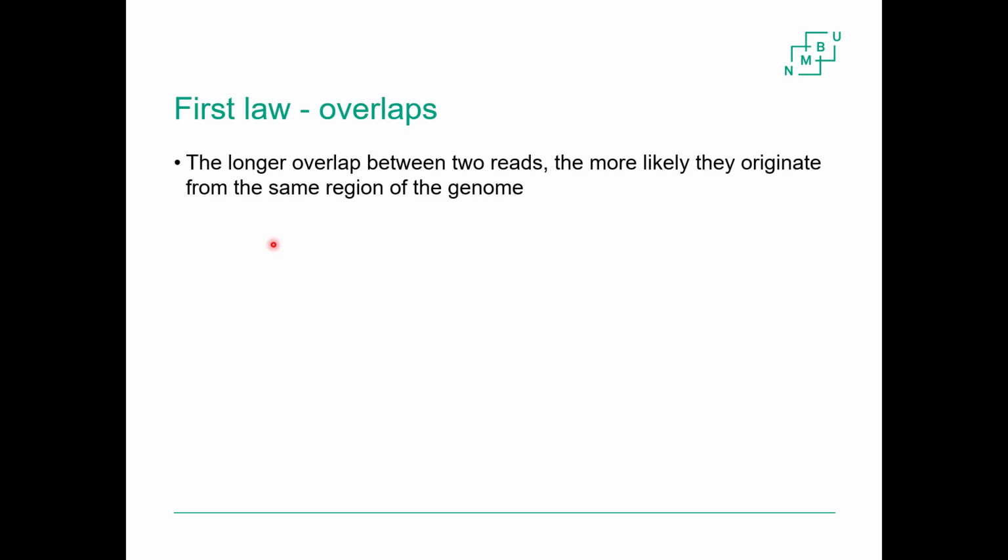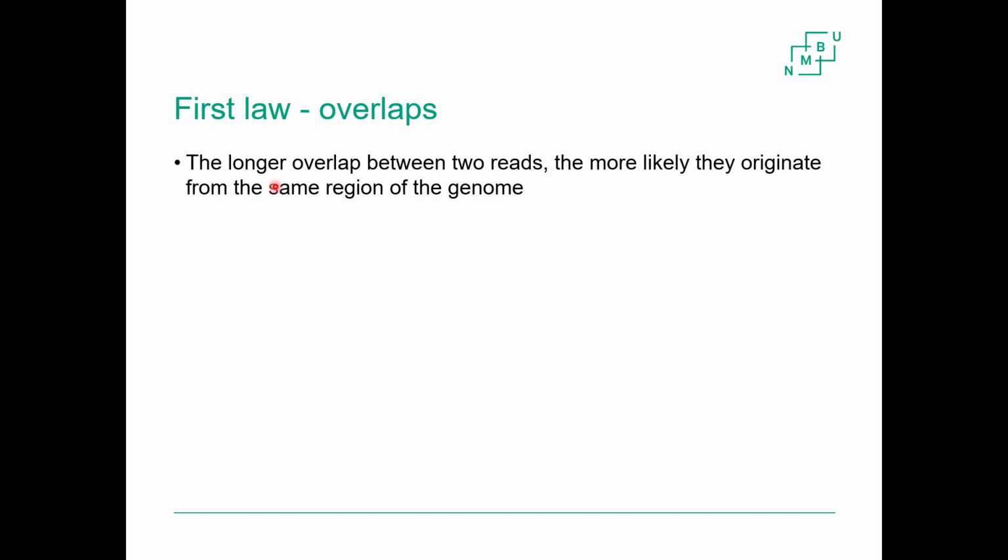The first law of assembly has to do with overlaps. And it says that the longer overlaps we have between 2 reads, the more likely they originate from the same region of the genome. And this is pretty obvious, isn't it? I mean, you can have reads coming from wildly different parts of a genome, and still they can overlap a little bit, right? If the first read ends in, let's say, AAA, and the other read starts with AAA, they overlap in 3 letters. But that's very short overlap, and these can be from wildly different parts of the genome.